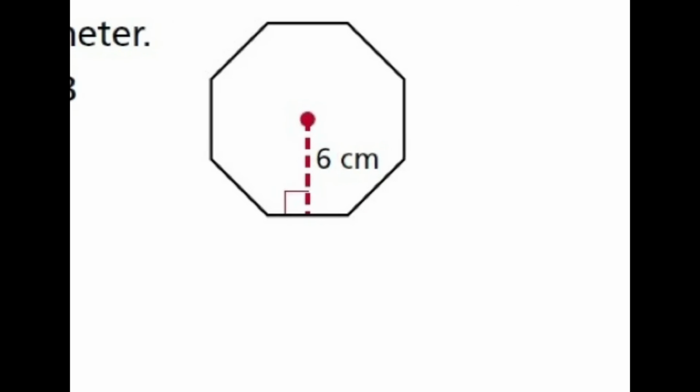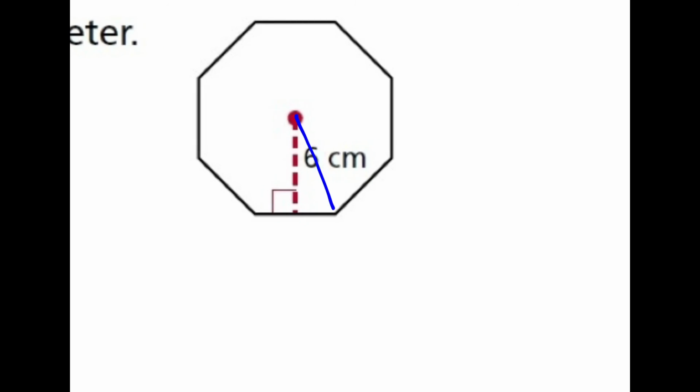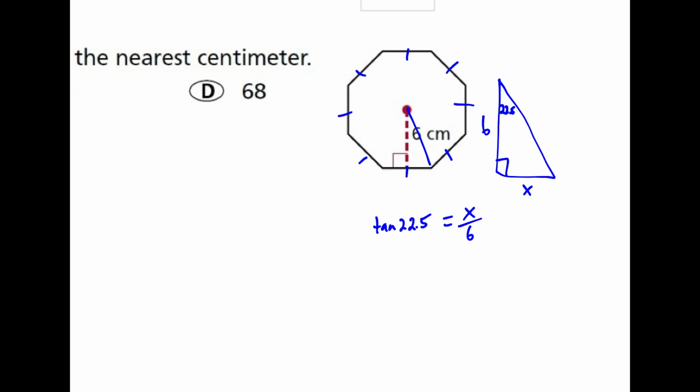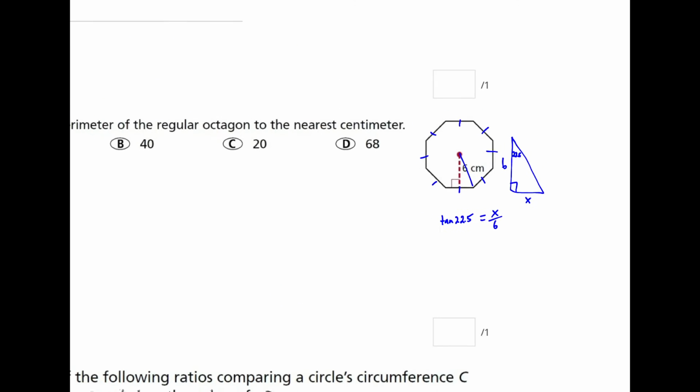Last couple questions, multiple choice. So if this is my triangle, I have 1, 2, 3, 4, 5, 6, 7, 8 sides. 360 divided by 8. This is going to be 45 degrees. Cut it in half again. This is my triangle, 22.5, 90, with 6 as the side. So the tangent of 22.5 is equal to x over 6. And I'm going to be multiplying this by a few different things.